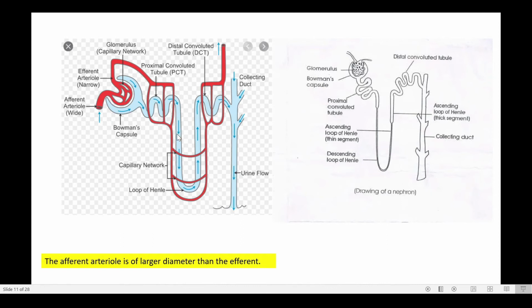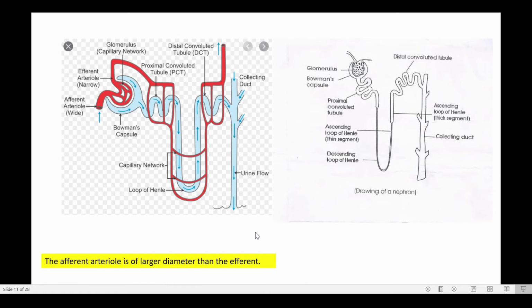Then it comes down and forms a U-like structure. This U-like structure is known as the loop of Henle. You can see that the loop of Henle has two arms. One arm goes down, this is the descending loop of Henle, and another part goes up, this is known as the ascending loop of Henle, and then it again becomes convoluted distally. This is known as the distal convoluted tubule, which finally gets connected with a collecting duct. This is the collecting duct.